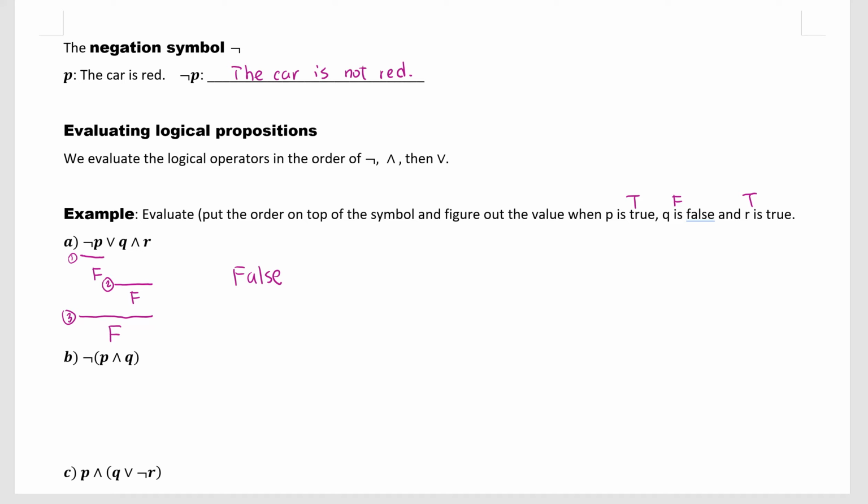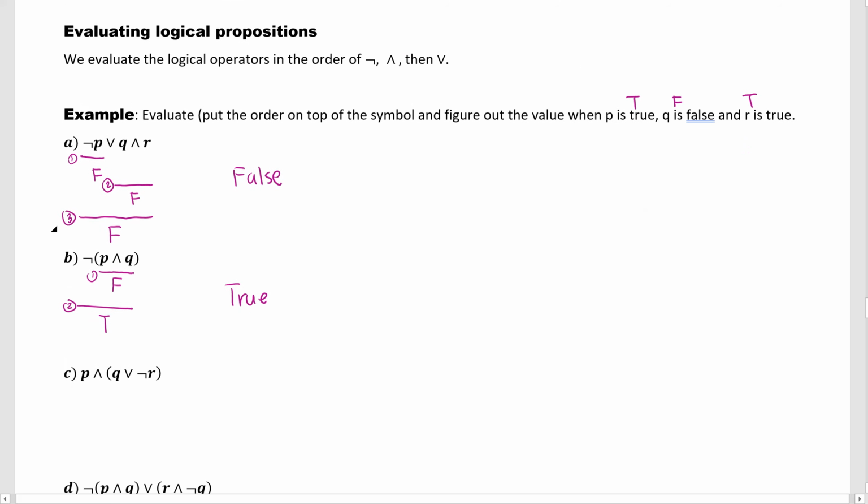All right, let's continue. Next, you can see here, if the problem wants us to evaluate the and first, then we can have parentheses. The parentheses tell us that we should evaluate the logical operators inside the parentheses. In this case, the first step we look at P and Q. P is true, Q is false. P and Q, true and false, is false. And then the second step, we look at not false, which is true, right? So the answer is true. So far, so good, everybody.